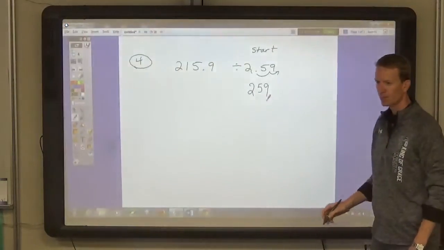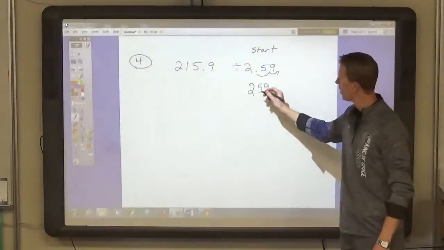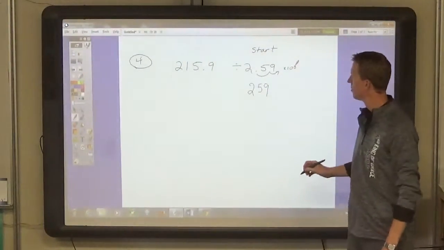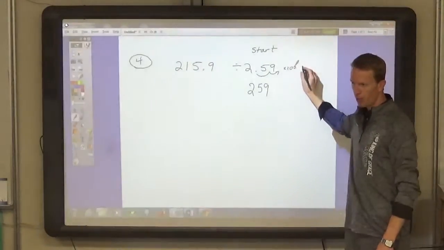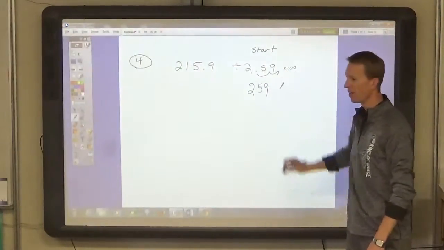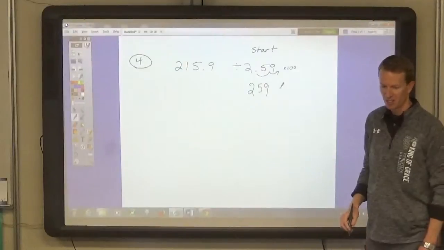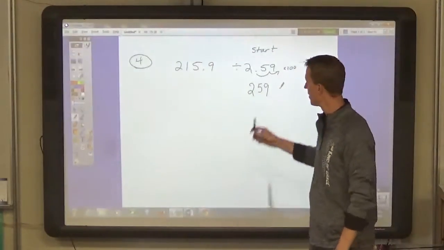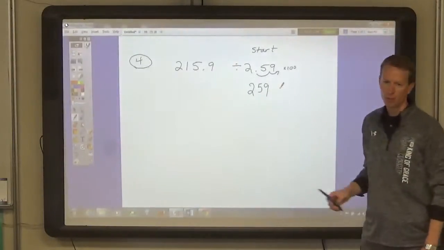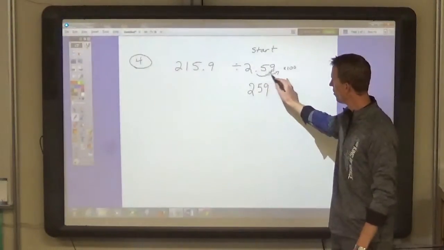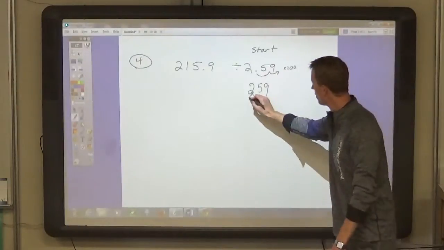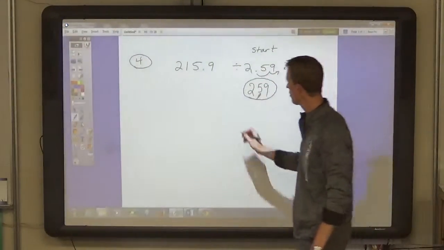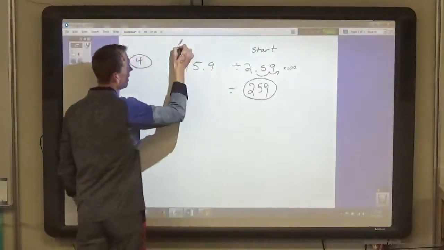Alright? What we're actually doing is multiplying it by 100. But you don't have to write multiply by 100, you just have to move the decimal point for this. Later on when you're really getting good at this, then you'll have to know that it's multiplied by 100. But for right now, we just need to move the decimal point so that the divisor is a whole number. Okay? Then we go to here.